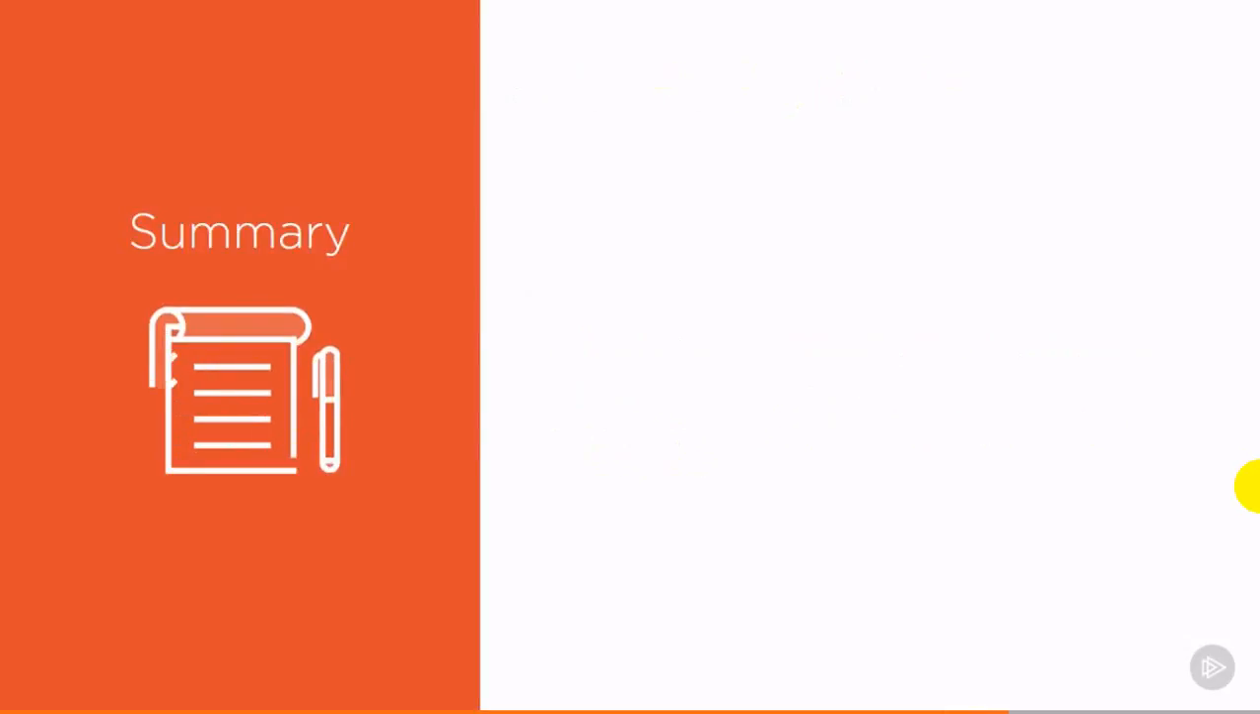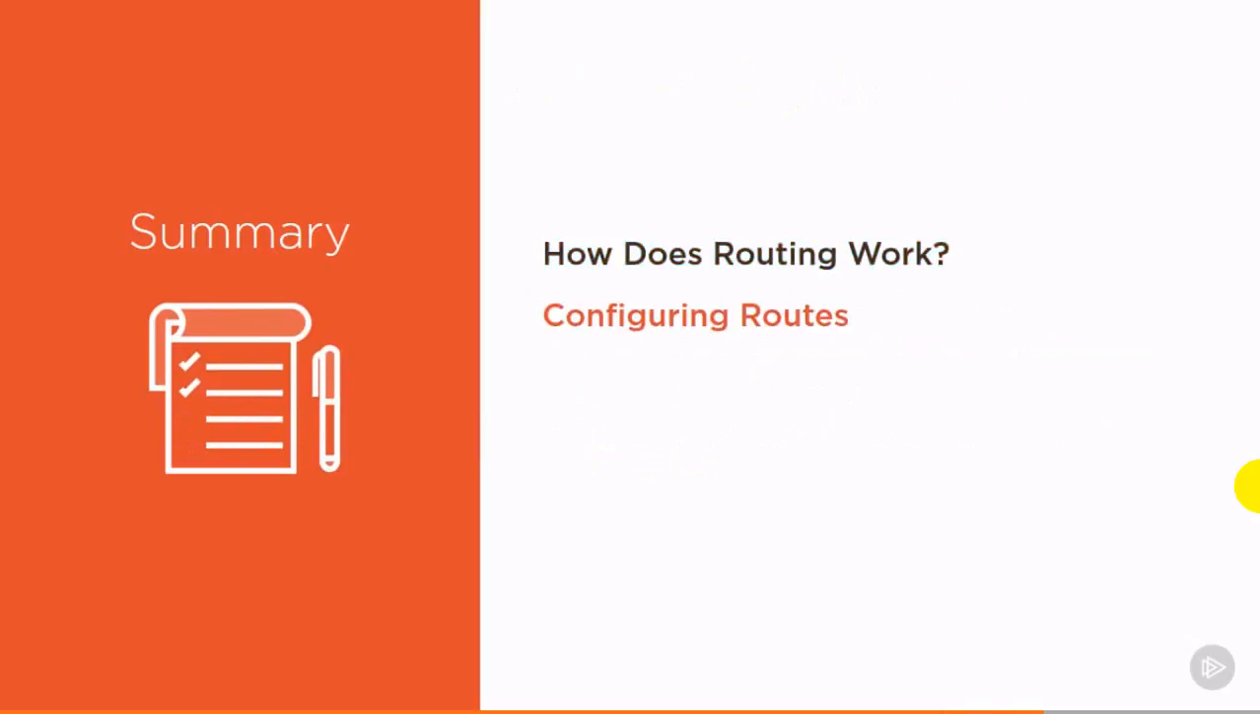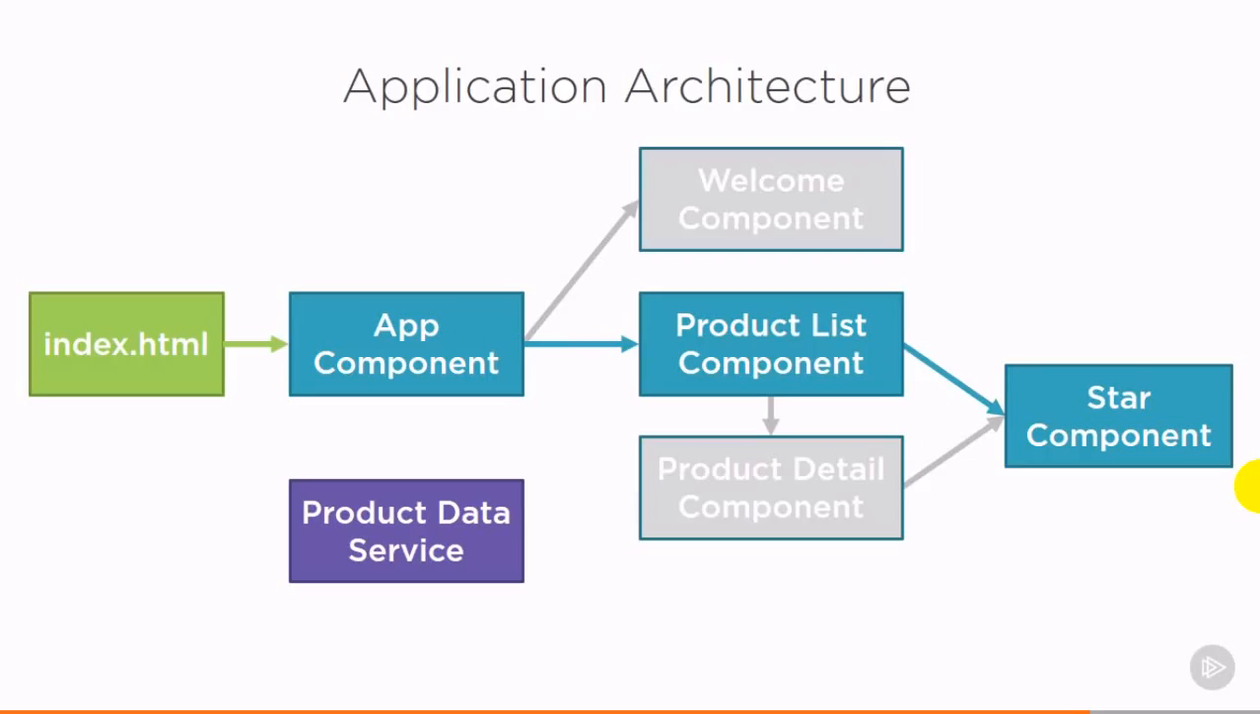This module was all about navigation and routing. We began with a look at how routing works. We then walked through how to configure routes, tie routes to actions, and define where the routed component's view should appear. Our app component had embedded our product list component as a nested component. In this module, we were finally able to remove that nesting. We set up routing so we can now navigate to our welcome and product list components.